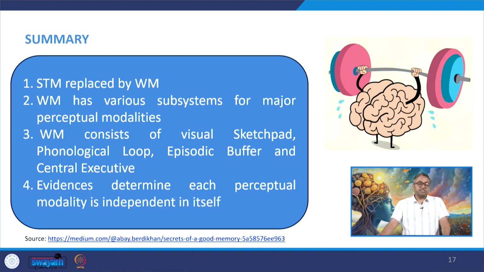Secondly, working memory has various subsystems for major perceptual modalities. There are many perceptual modalities, however, these are based on two sensory systems, visual and auditory. Working memory is composed of 4 different components. The fourth component was added 25 years later, that is the episodic buffer. The first 3 initial components are the visuospatial sketchpad, phonological loop and central executive system.